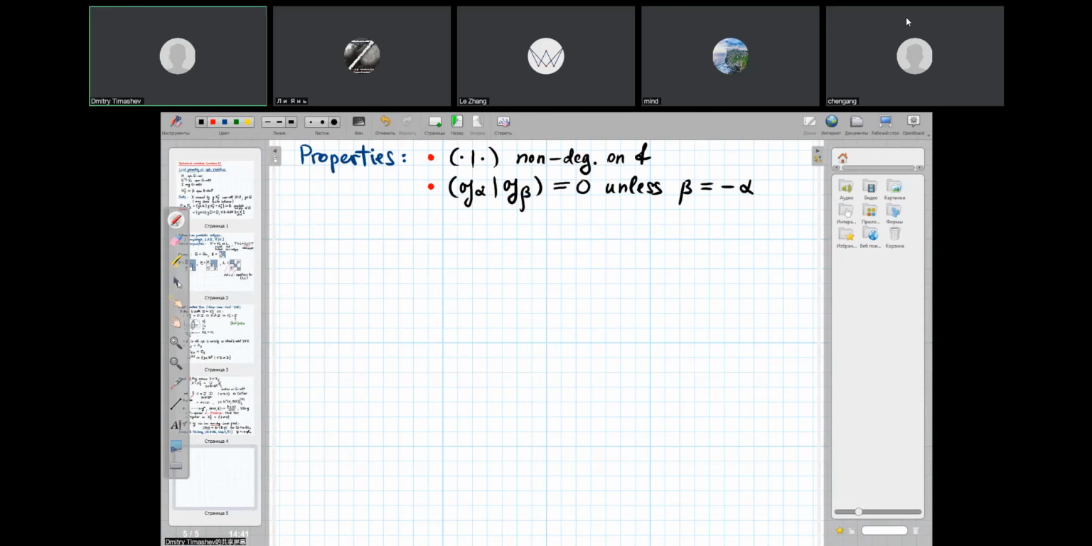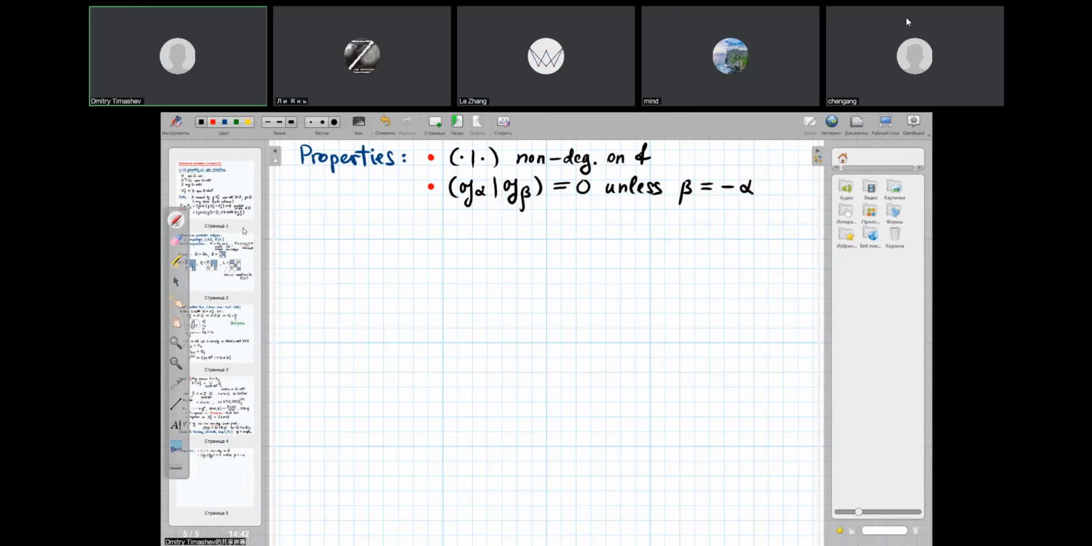This is because of the invariance property. When you act by T on the left argument and the right argument of this inner product, here it will be multiplied by alpha, and here it will be multiplied by beta. In general, the inner product should be preserved. If it is non-zero, then the value should be preserved. So the product of alpha and beta should be equal to 1. In the additive notation, this means that beta equals minus alpha. This is the only case in which this product can be non-zero. In all other cases, this product is zero.